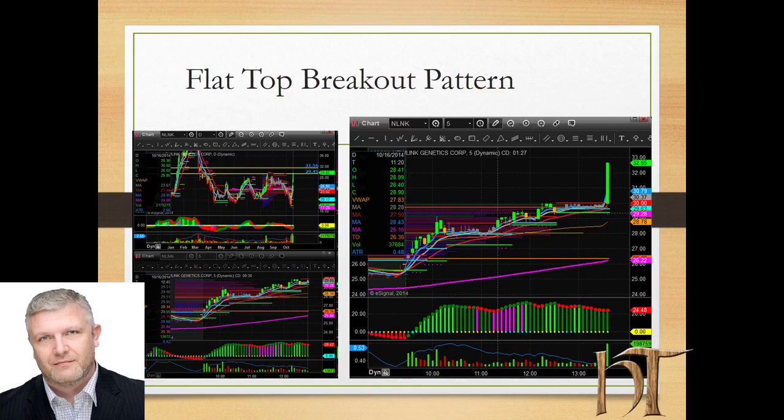Now this is an example of what I was talking about earlier around coiling. This is an example of a very tight coiling pattern. So the tighter the consolidation, the stronger the breakout. When they go, they go.